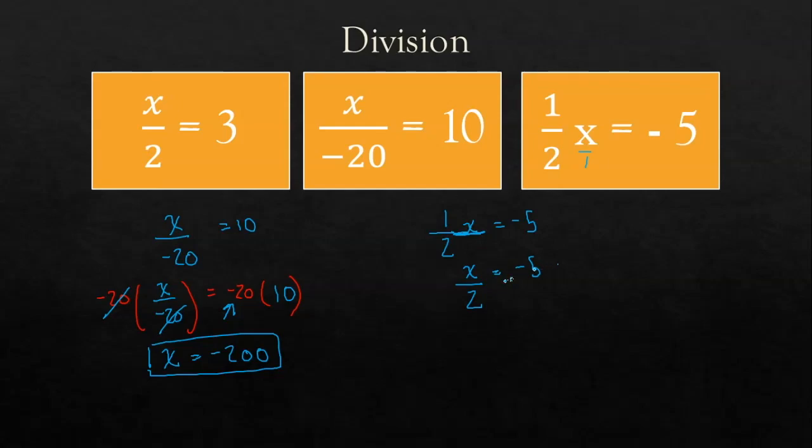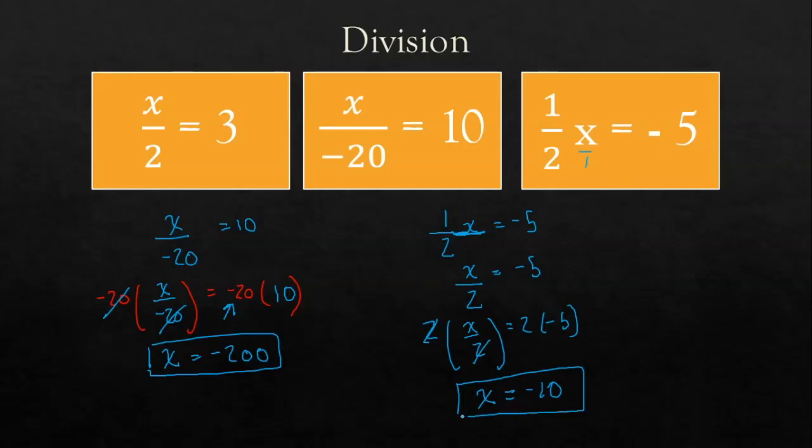And now I have something that looks more familiar. So I can see I have a 2 on the bottom. So I'm going to have to multiply this side by 2 to get rid of the 2. And whatever I do to one side, I have to do to the other. So this 2 goes away. I'm left with just an x, and I get 2 times -5 gives me -10. So my answer is x equals -10.